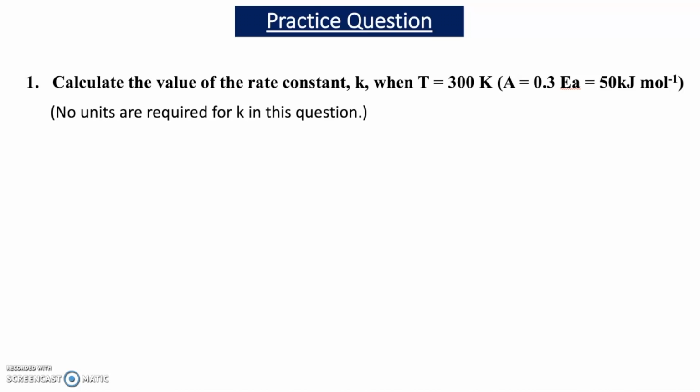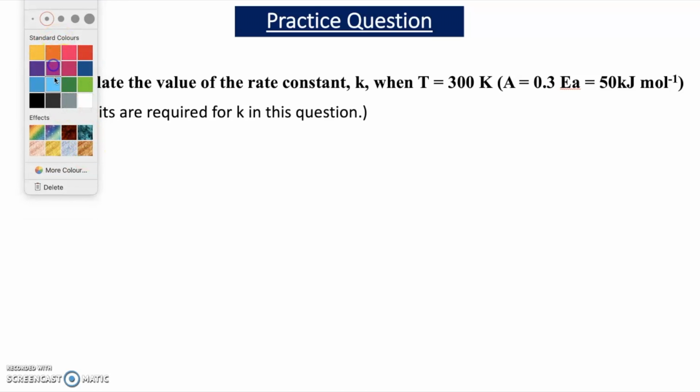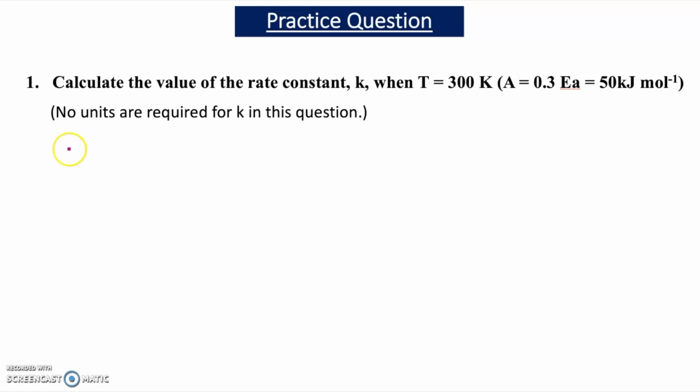So this question says to calculate the value of the rate constant k when T is equal to 300 Kelvin, A is equal to 0.3, and the activation energy Ea is equal to 50 kilojoules per mole.